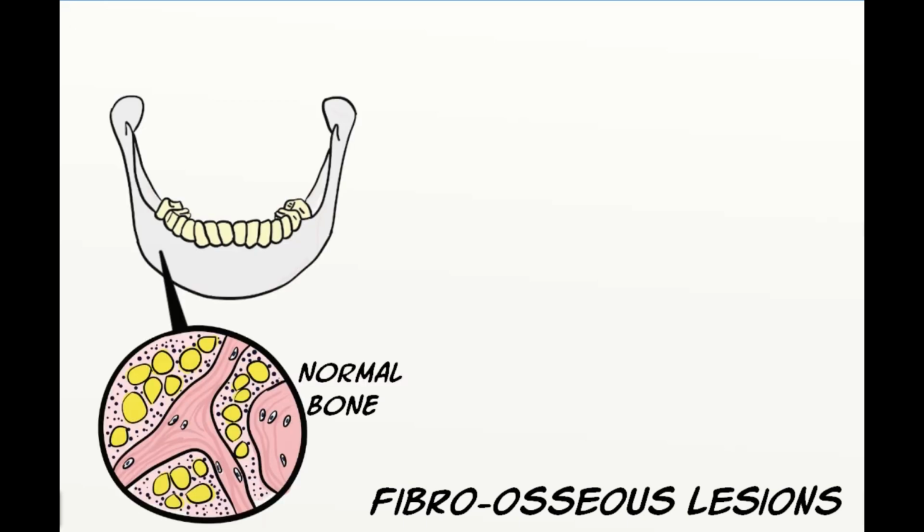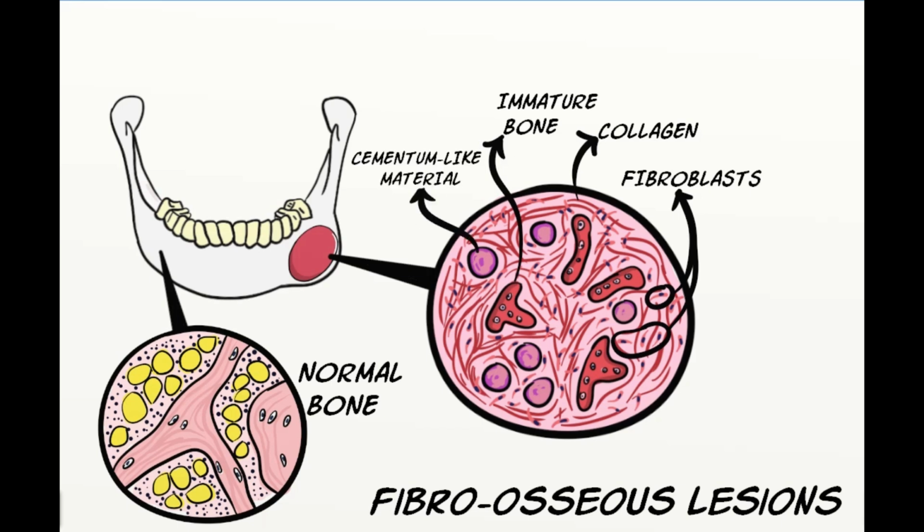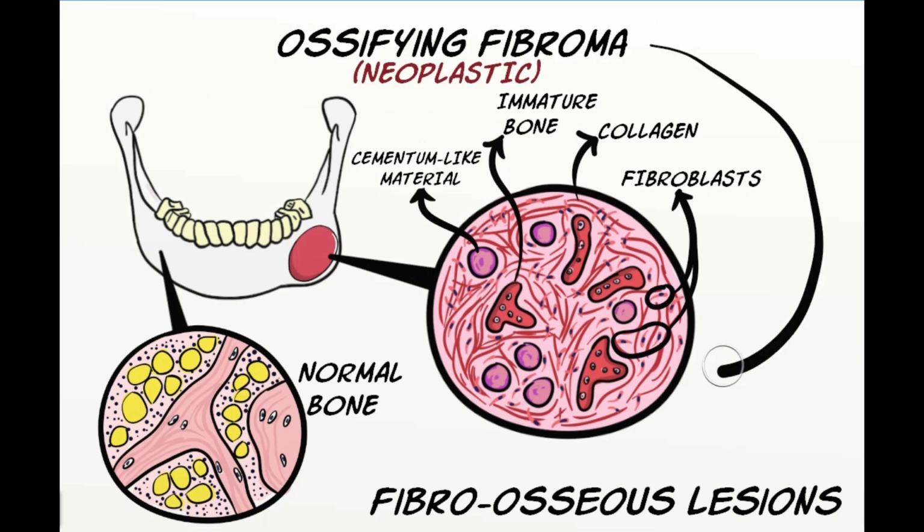Fibro-osseous lesions are those bone lesions where normal bone is replaced by numerous fibroblasts and collagen with varying degree of dispersed calcifications in the form of immature bone and cementum-like tissue. Among the many fibro-osseous lesions classified in literature, ossifying fibroma is a neoplastic fibro-osseous lesion with proliferative capabilities that exhibits bony expansion.